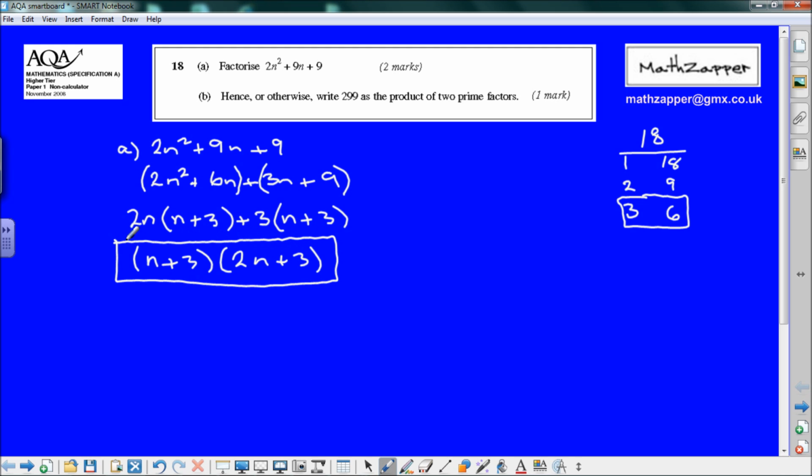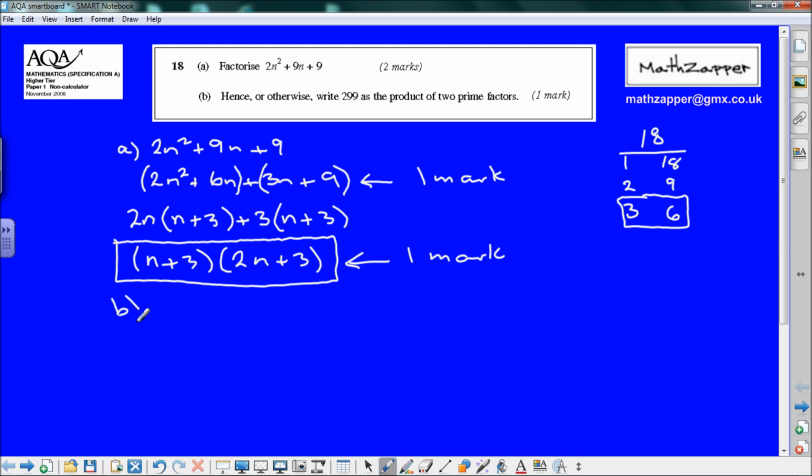It says factorise 2n squared plus 9n plus 9. There it is. This line here gets you 1 mark to show that you know how to factorise. The method that we used over there is the best way. It saves a lot of trial and improvement. Anyway, this line will get you 1 mark. The other line, so the answer, of course, gets you the other mark.